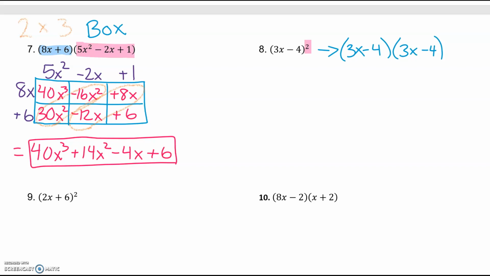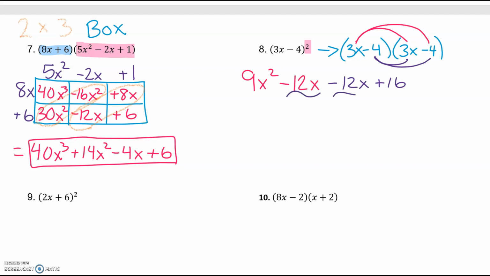And what I'm going to do on this one, I'm going to distribute. So I'm going to take 3x times 3x, 9x squared, 3x times negative 4, negative 12x. Now, I am also going to do the negative 4 times 3x, so negative 12x, and the negative 4 times negative 4, positive 16. Notice my like terms are here in the middle, so 9x squared minus 24x plus 16.